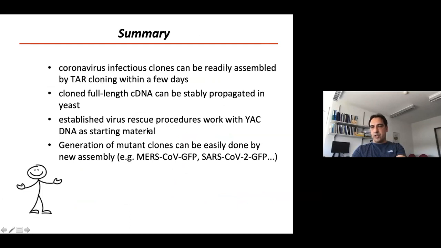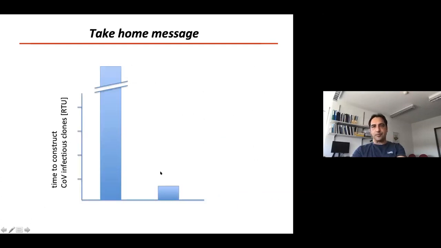We can use the established rescue procedures from previous systems with YAC as DNA starting material, and we can easily modify those clones by new assembly of the fragments. And this is essentially the take-home message. So this is time to construct a coronavirus infectious clone.